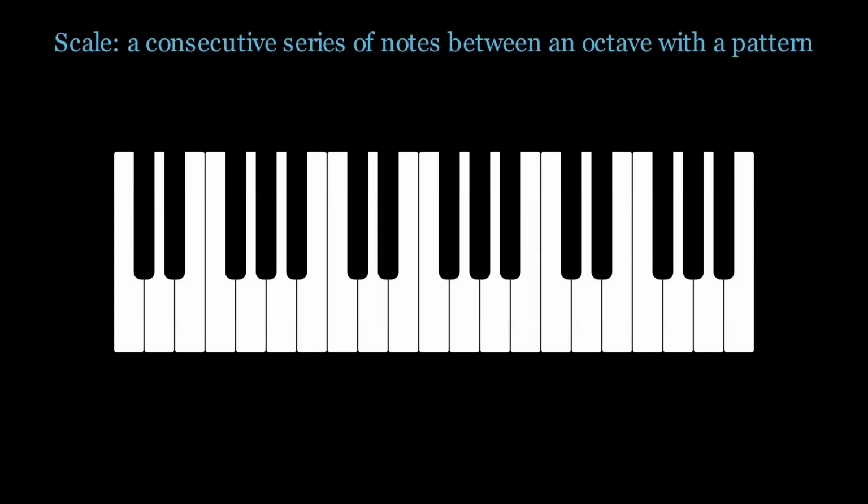Let's go on to scales. A scale is a consecutive series of notes between an octave with a pattern. For example, the C major scale is all the white keys, starting at C. C, D, E, F, G, A, B, C.